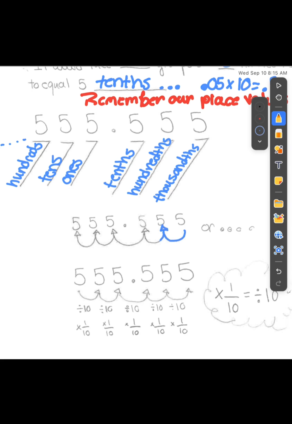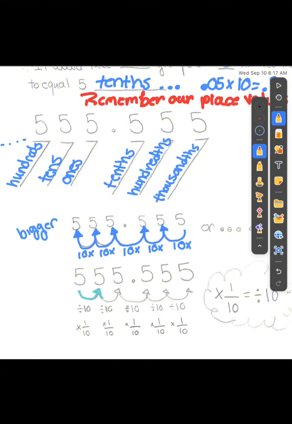Now, as you're moving to the left, the numbers are getting 10 times bigger, because as you're moving to the left, the place values are bigger. So if we have the same digits in each one, as we're moving to the left, it is 10 times bigger. So from 5 thousandths to 5 hundredths is 10 times bigger. 5 hundredths to 5 tenths is 10 times bigger, and so on and so forth.